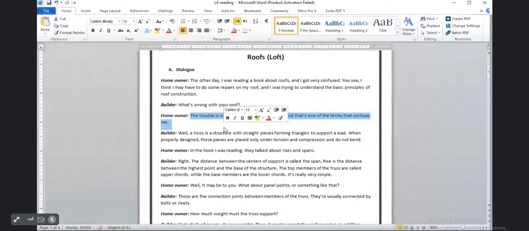تكتب بس على هاي المستطيل ولا أقدر. Yeah, sorry. Yes, you see it now. Homeowner, yes. Homeowner say the trouble is in what I think they call trusses. And that's one of the terms that confuse me. Builder, well, a truss is a structure with a straight pieces form.